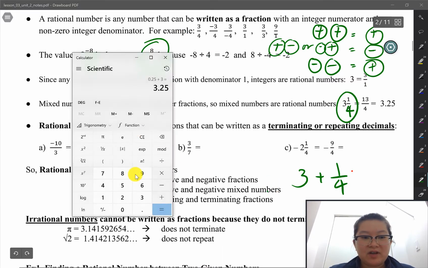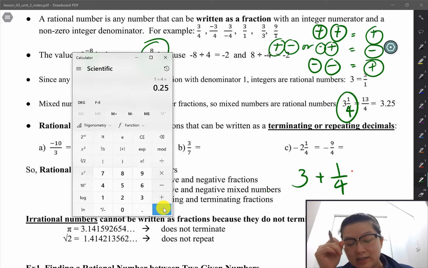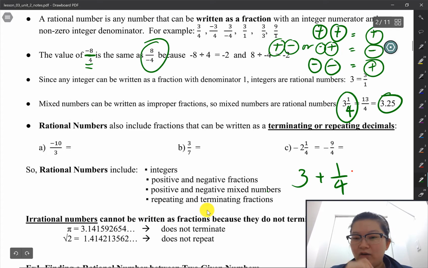If I have to put this on my calculator, I could also do it this way. This is essentially 3 plus a quarter. So if I take 1 divided by 4 on my calculator, that's going to give me 1 quarter, and in decimal, that is 0.25. Anytime you have a fraction, to convert it to a decimal, take the top divided by the bottom, and that gives you your decimal. So 0.25 plus 3, this is going to be my decimal, 3.25, which is this guy over here.